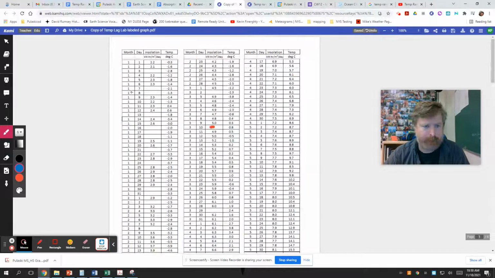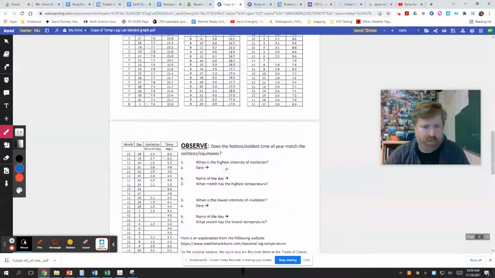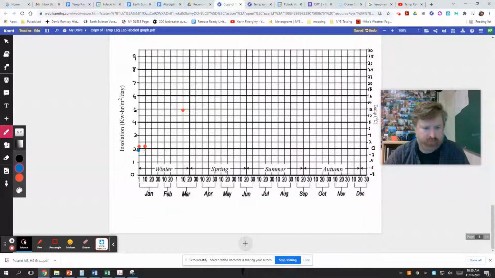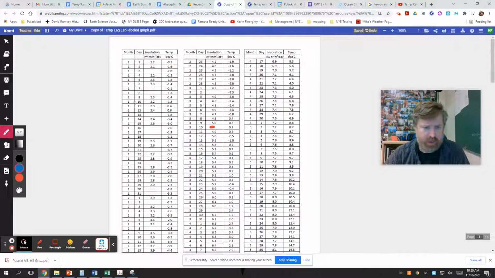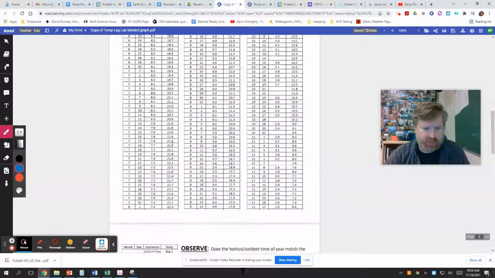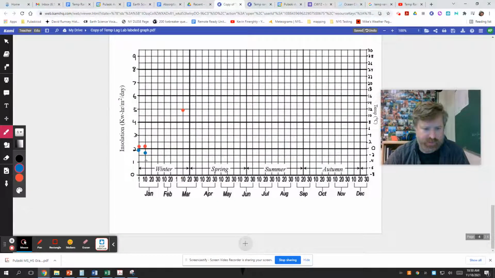January 10. Negative 1.3, a little colder. Maybe right about there. January 20. Negative 2.7, a little colder yet. Maybe right about there. Okay. You'll do all those.